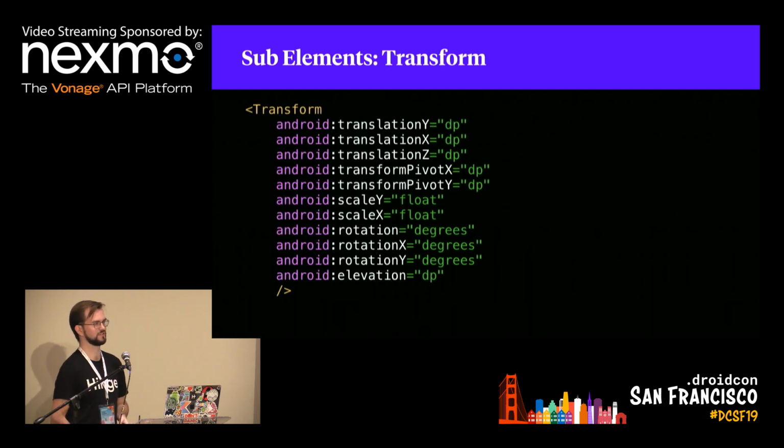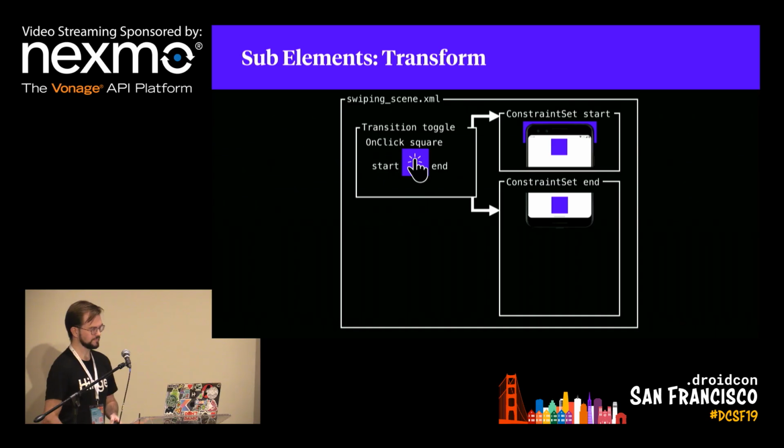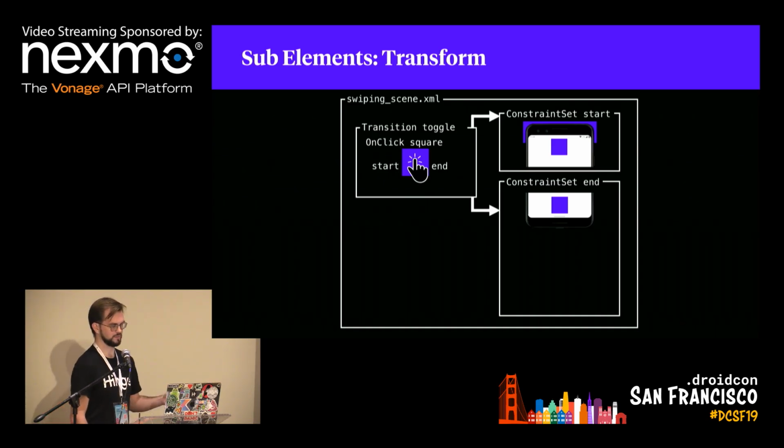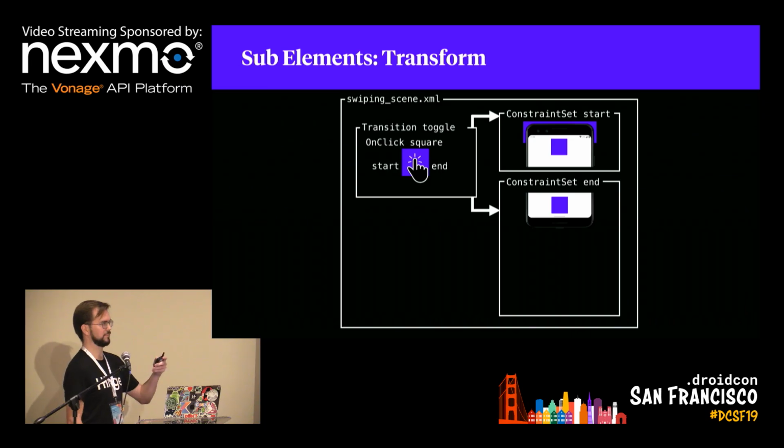Transform. This is a super fun one because it has the potential for some crazy effects. It basically does all the Android view transformations like translate, scale, rotate, and elevation. I'm going to show you an example of how this actually works in practice based on the original start and end constraints that I had at the beginning.